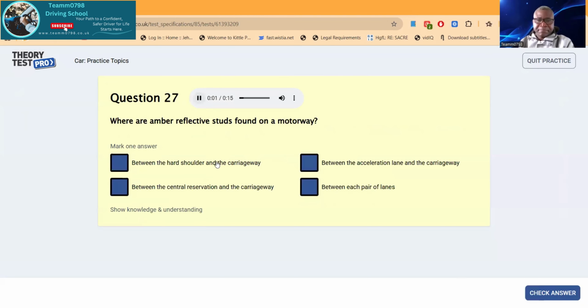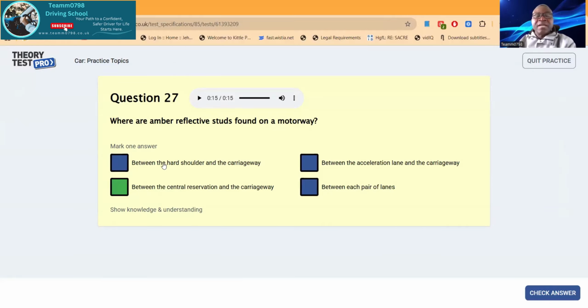Where are amber reflective studs found on a motorway? Between the hard shoulder and the carriageway. Between the acceleration lane and the carriageway. Between the central reservation and the carriageway. Between each pair of lanes. Okay, so amber reflective studs are between the central reservation and the carriageway. The green ones are for the slip roads. The red ones are on the left, which is the edge of the carriageway. Then the white ones are for the middle. Okay, I have to memorize those as well. These are some of the things you need to memorize as well.